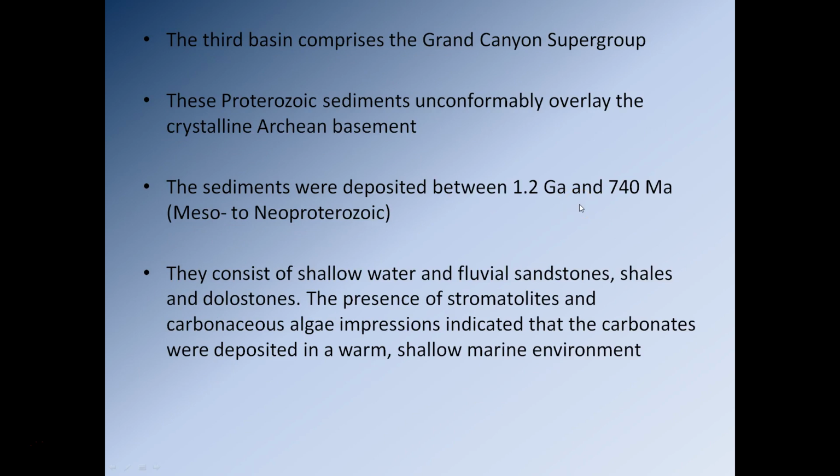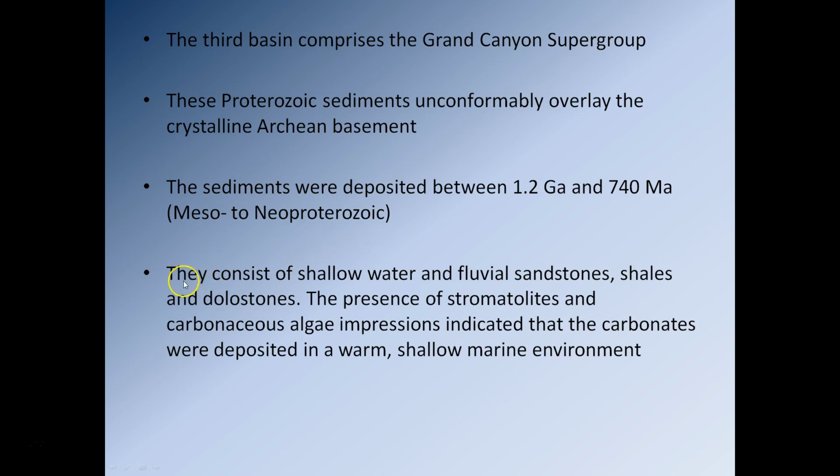The third basin comprises the Grand Canyon Supergroup, and these Proterozoic sediments unconformably overlay the Archean basement. And these sediments were deposited between 1.2 billion years and 750 million years ago. So that's middle to late Proterozoic. So that's Meso to Neoproterozoic. Neo means new, but it means the latest portion of the Proterozoic.